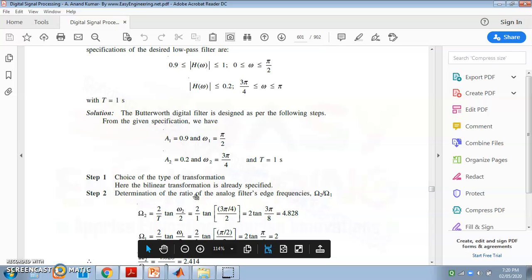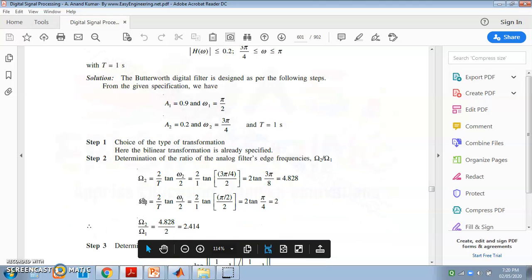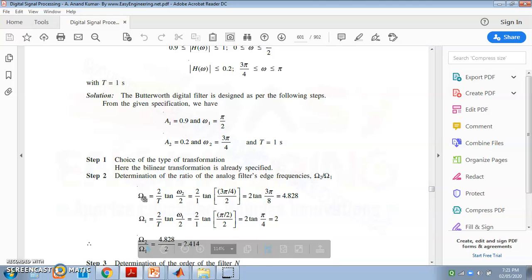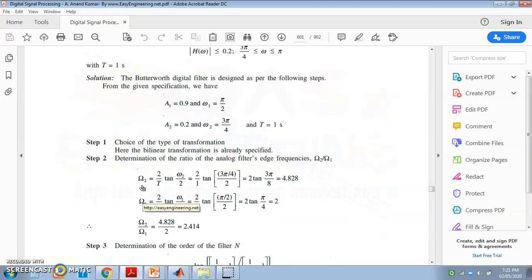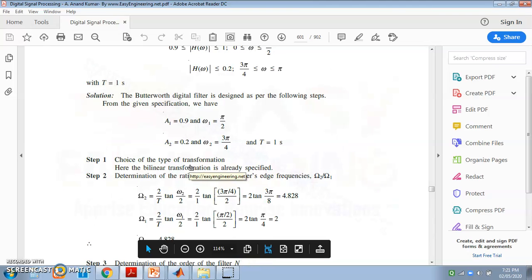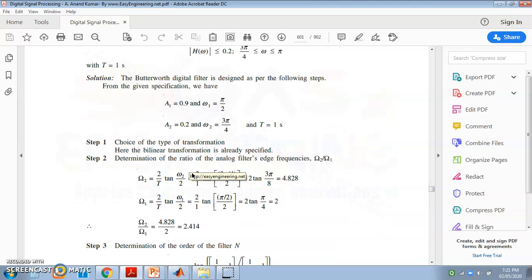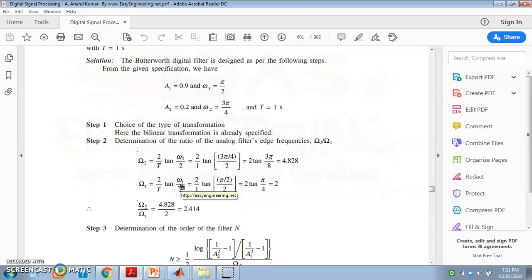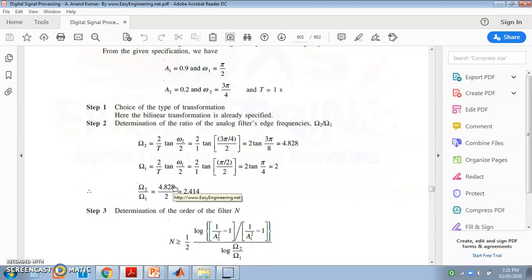As I am going to use the bilinear transformation, here we need to calculate the passband and stop band analog frequencies, that is omega 2 is equal to 2 by T tan of omega 2 upon 2, and omega 1 is equal to 2 by T tan of omega 1 upon 2. So here omega 1 and omega 2 are pi by 4 and 3 pi by 4 respectively. These are the digital frequencies which are converted into equivalent analog frequencies by using bilinear transformation.